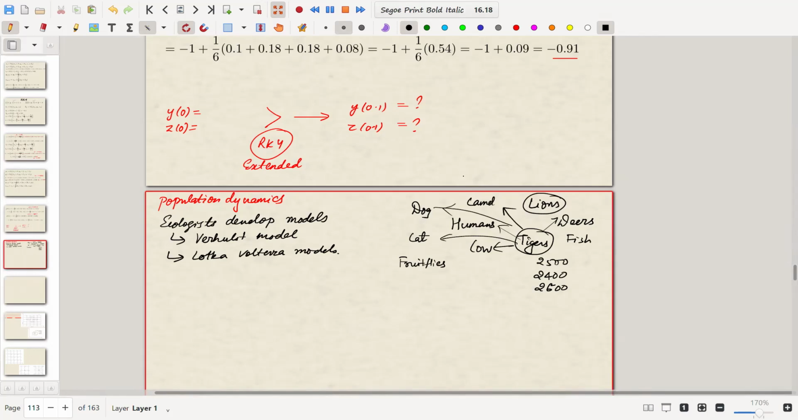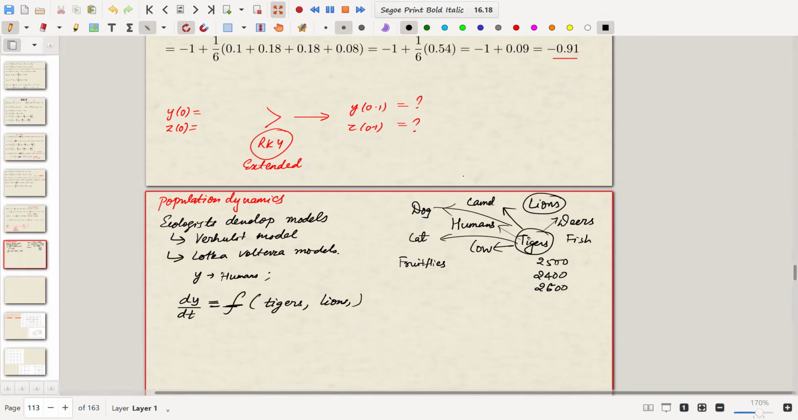Now the good thing about this is, suppose Y represents the population of humans. Now dy by dt, the rate of change of population of humans, is a function, and it depends on how many tigers came to you. How many lions came to you? Anything else? Yeah, that much. Okay. So you can see that.